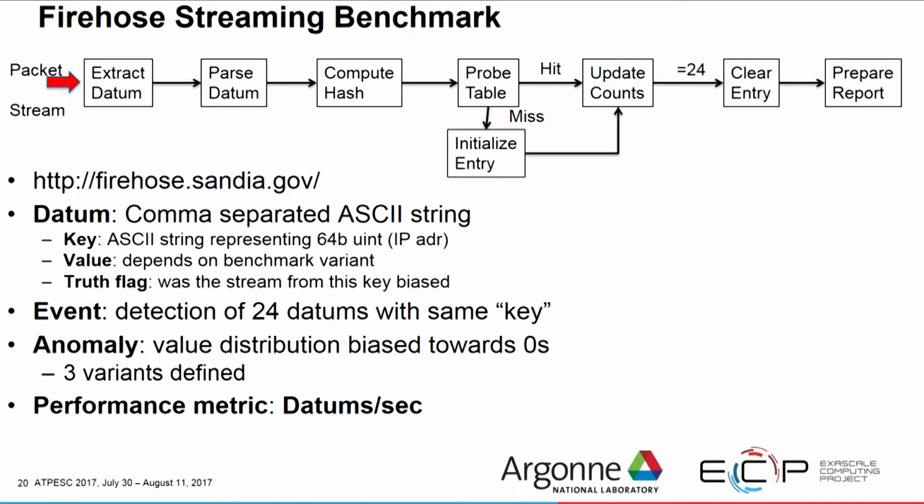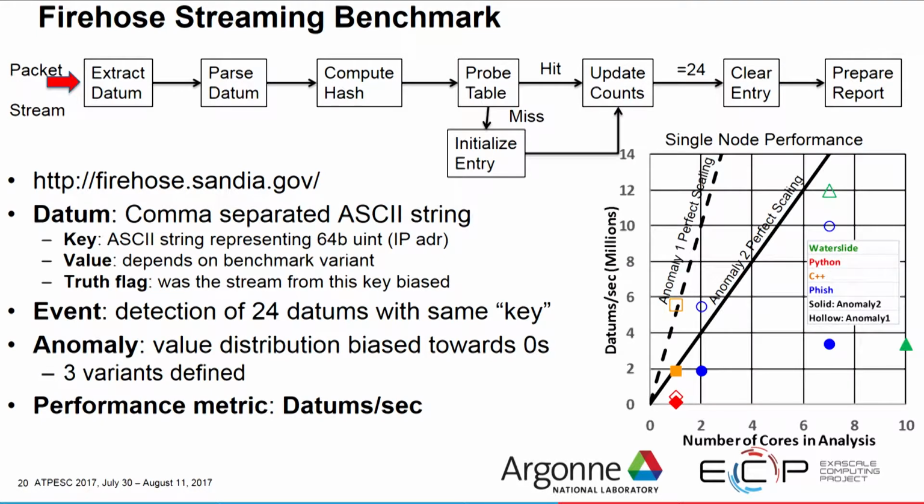How fast can you shove data into the system and still process it? There is some data on the web for this, and this is a summary of it for a single node, again, the single node issue is important. The x-axis here is the number of cores you use in the analysis on a single node. The two dotted lines are perfect scaling for two different forms. There are three different forms of this benchmark: anomaly 1, 2, and 3. The dotted line is for anomaly 1. The solid line and solid dots are anomaly 2, which is the more interesting one.